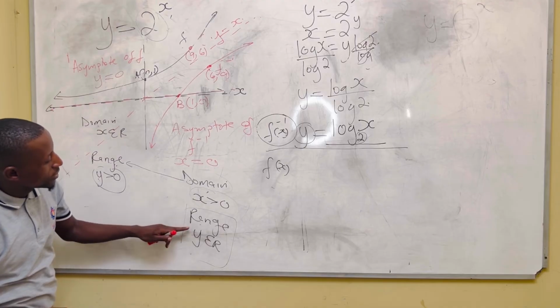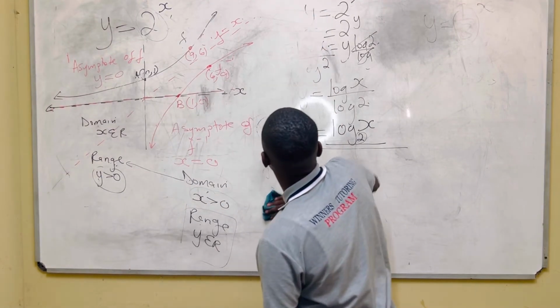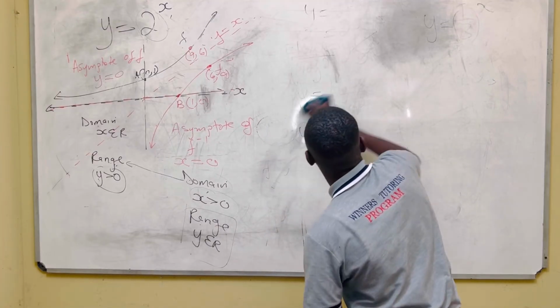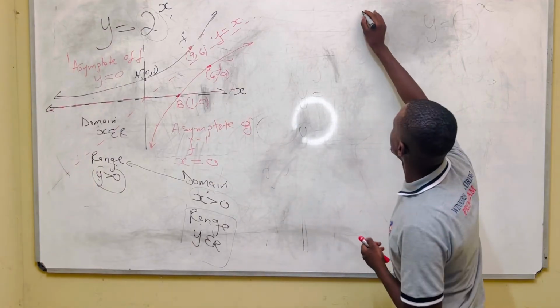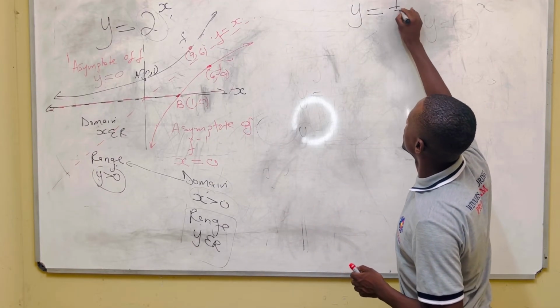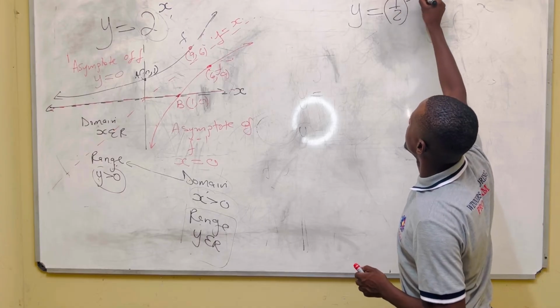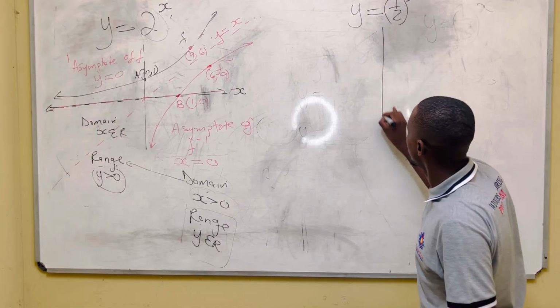That will be the domain and the range of the inverse. So now we are moving to the decreasing function. Let's check on the decreasing function, how is it going to be? Decreasing function, remember, the value of b must lie between 0 and 1. So this will be the decreasing function. Let us check its shape.